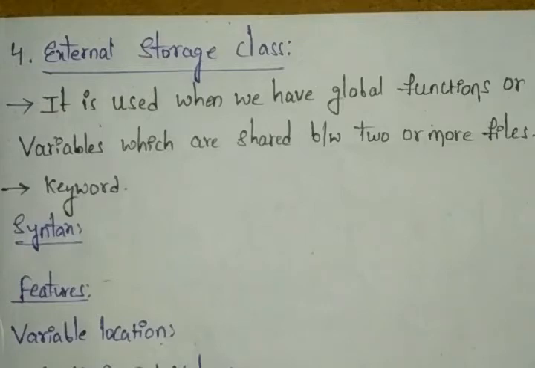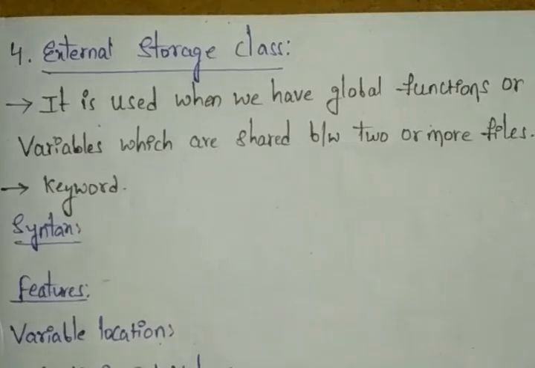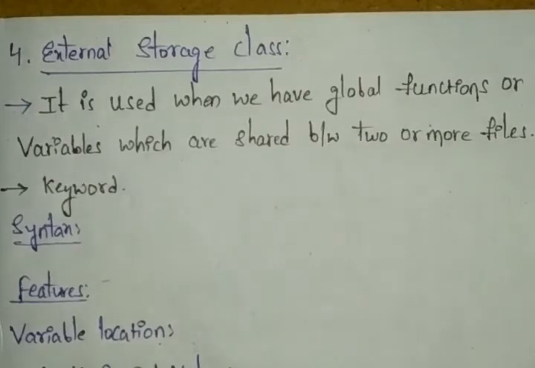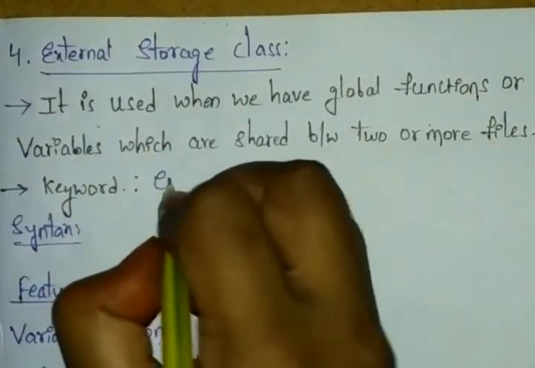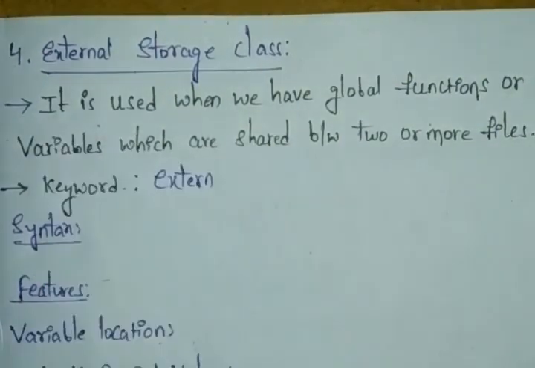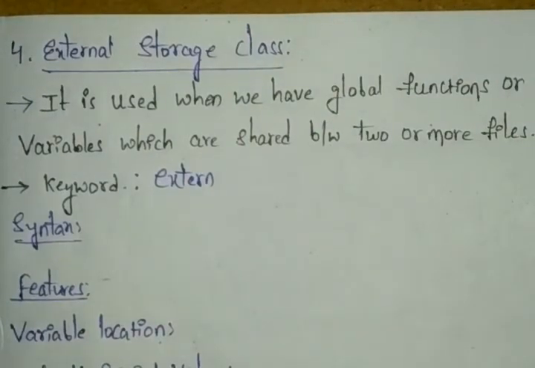Whatever you have in the external storage class can have global functions and global variables, not local variables. It can use the global variables, and these can be shared between two or more files. In the global we are working with files, right? That's why these are all shared with two or more files, and these variables can be defined by using one keyword. That keyword is extern, not external. It has the keyword extern.